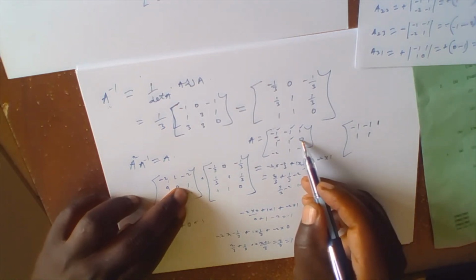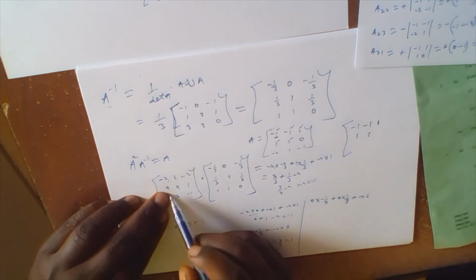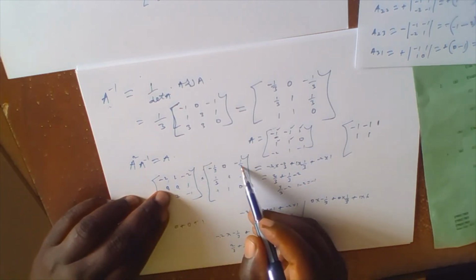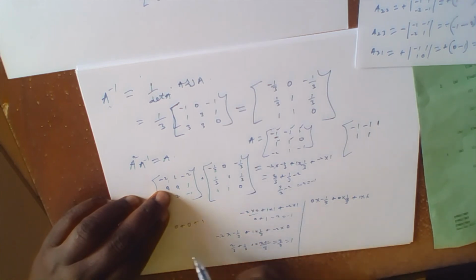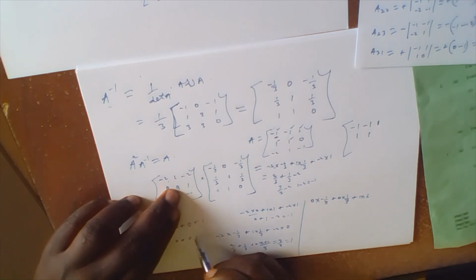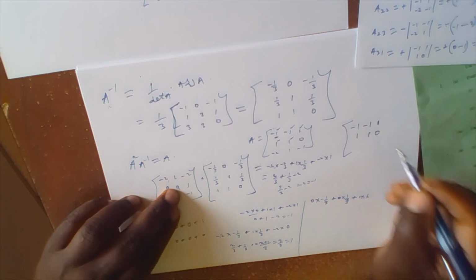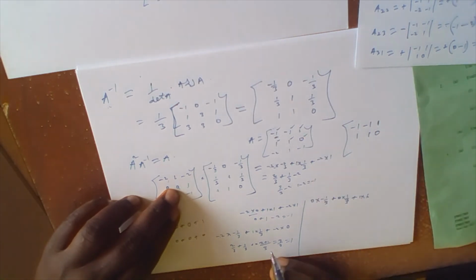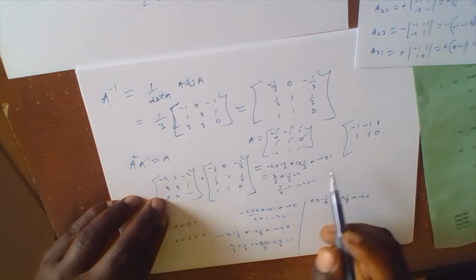And then we go to the third element. We shall take 0 times negative 1 all over 3, we have 0, plus 0 times 1 all over 3, we have 0, plus 1 times 0. We have 0. So this is 0. We have that.